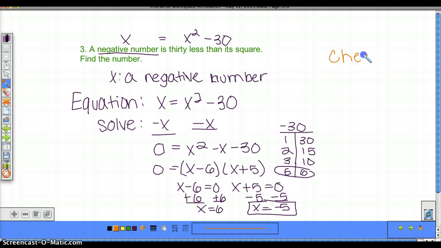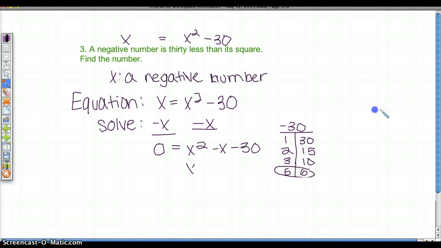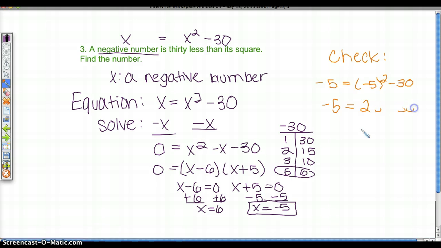If I check this, I can plug it in. Negative 5 should equal negative 5 squared minus 30, and negative 5 is equal to 25 minus 30, so I know it works.